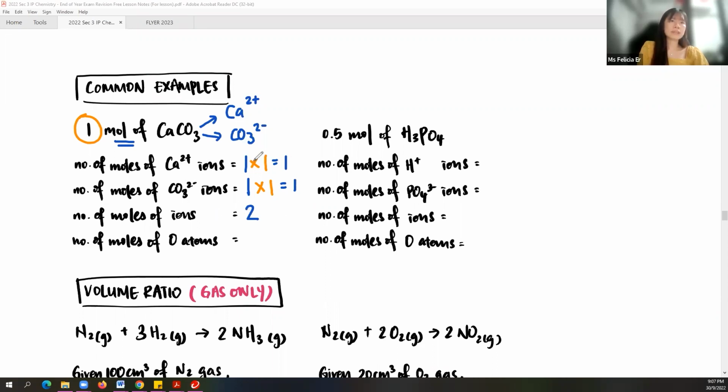But if I want to do the manual way like just now, I'll count. There are 2. Then remember to times the number in front. So that's why the answer is 1.